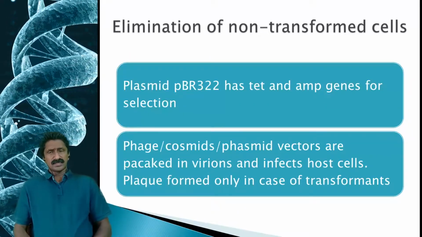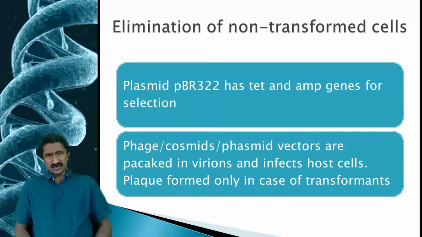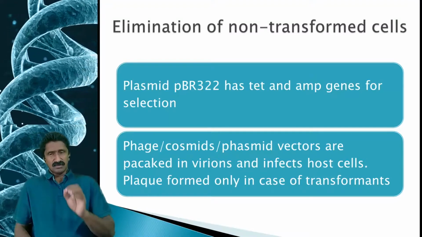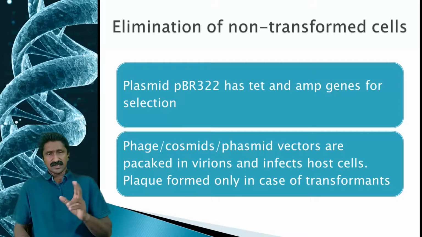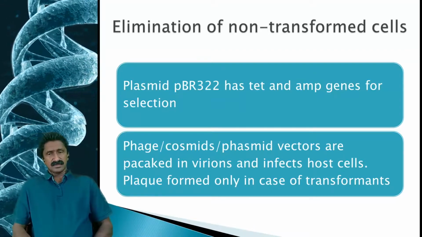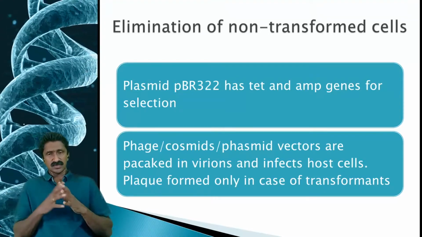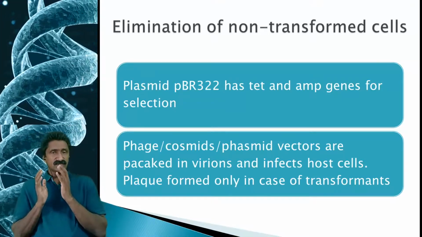So then there is an elimination of non-transformed cells. That is another step. For example, pBR322 has tetracycline and ampicillin resistance genes for the selection. And then there is another category. So for elimination of the non-transformed cells, one possibility is an antibiotic-based selectable marker.